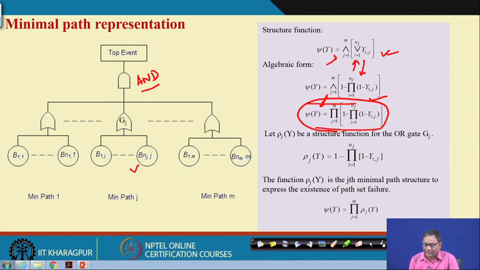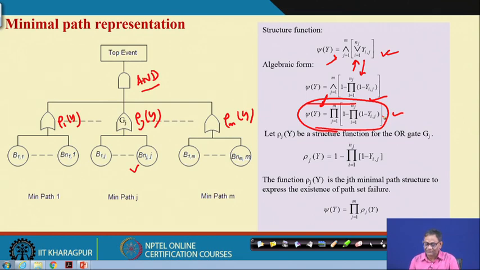Now, then what will happen here? Now, we will just find out the structure function here. This is for rho 1 y, this is rho j y, and this is rho m y. That means, you find out the structure function for the OR gate and then put it into this equation.